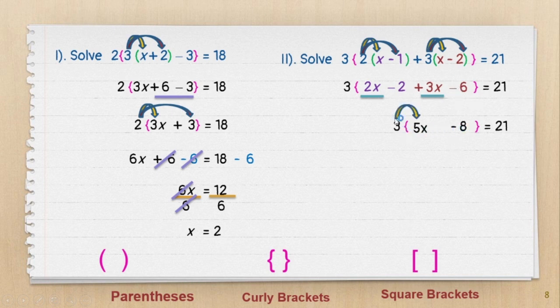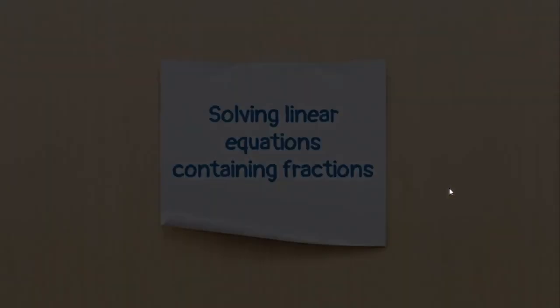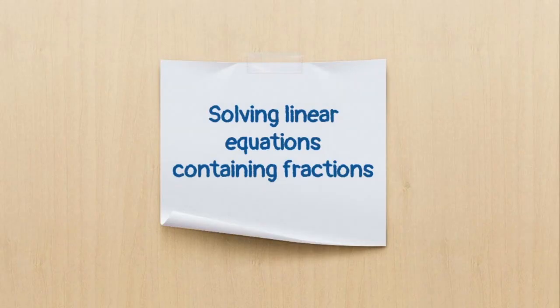Then the curly bracket. 3 into 5x and 3 into minus 8. Then obtain 15x subtract 24 equal 21. Then make x the subject like this. Then divide both sides by 15. Finally get the answer x equal 3. Then move to the next topic. Linear equations with fractions.